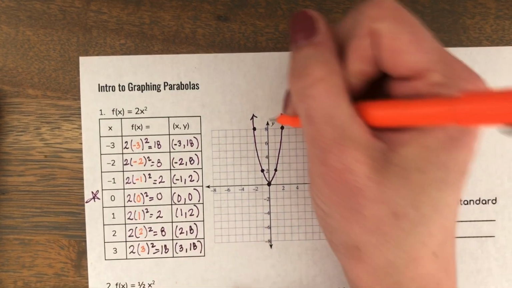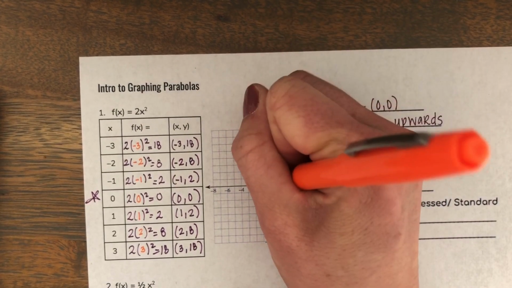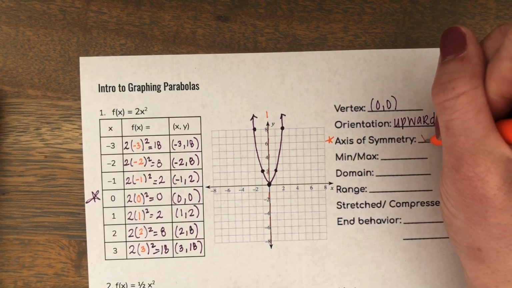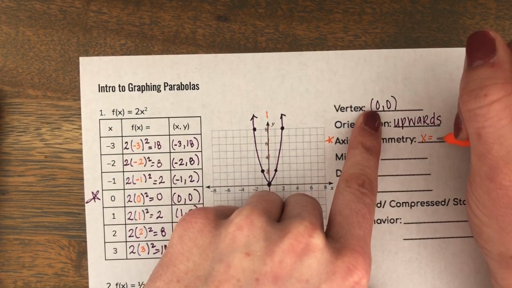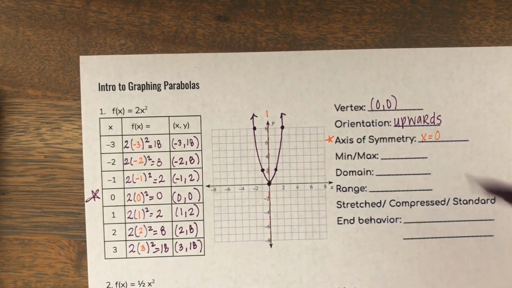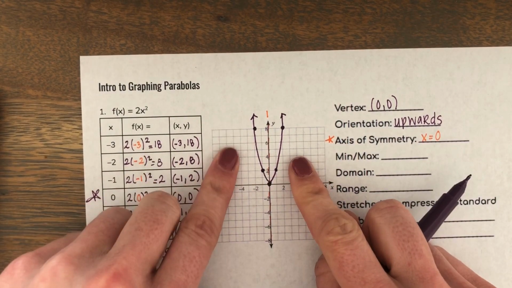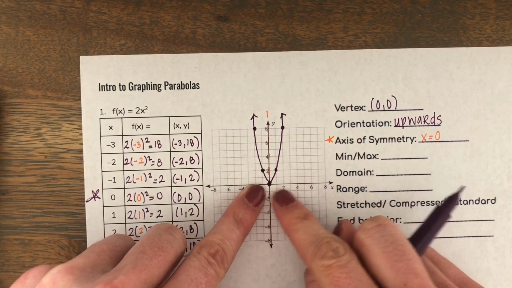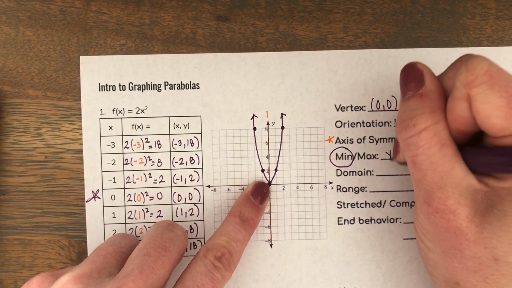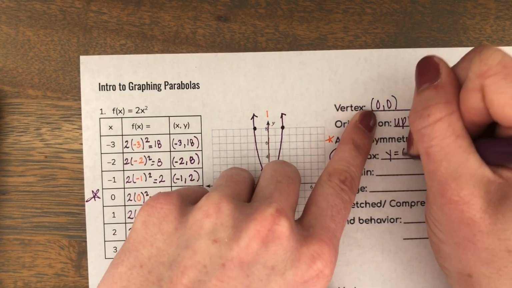A positive number in the very front always means you're going to have an upwards parabola. Your axis of symmetry, so remember that's that line in the very middle, it's that imaginary line. And it's always going to be the x value of your vertex, so it's just x = 0. And you're only going to have a minimum or a maximum, you don't have both. So since I have a parabola facing upwards, I have a minimum point. So I know it's this one. And it's always the y value of your vertex because that's your lowest y value. So it's just going to be 0.